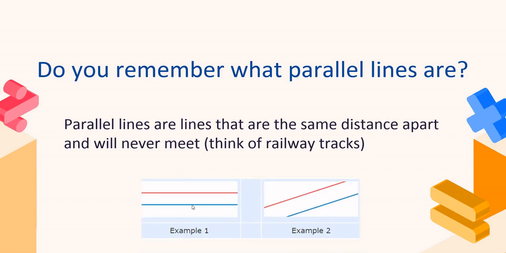In this example, we see that at any point between this red line and the blue line, we will always measure the same distance. And hence, we know that parallel lines are the same distance apart. But what's important is that they will never meet. These two lines will carry on forever, but they will never ever touch or meet.